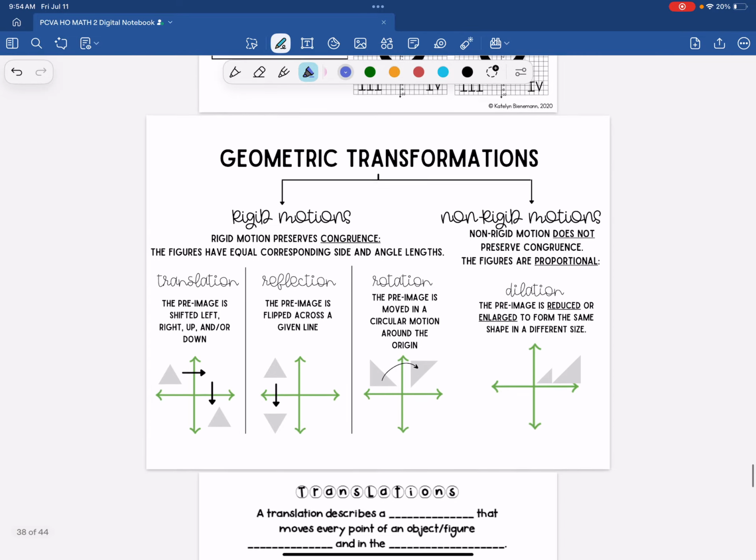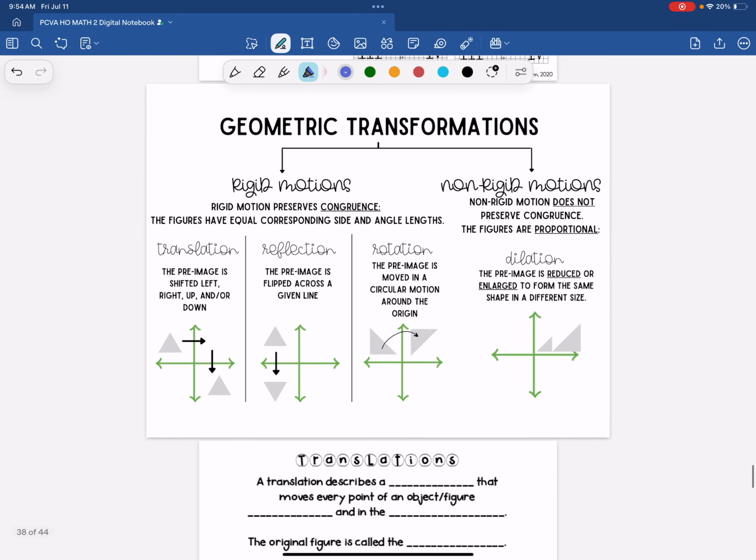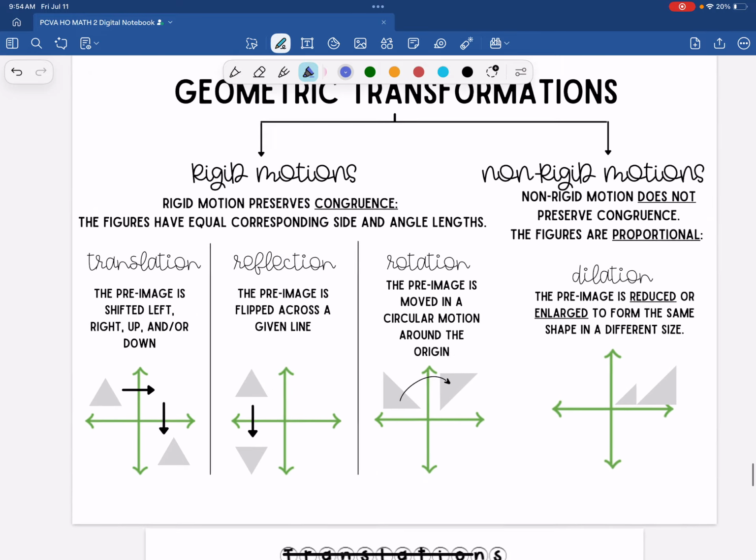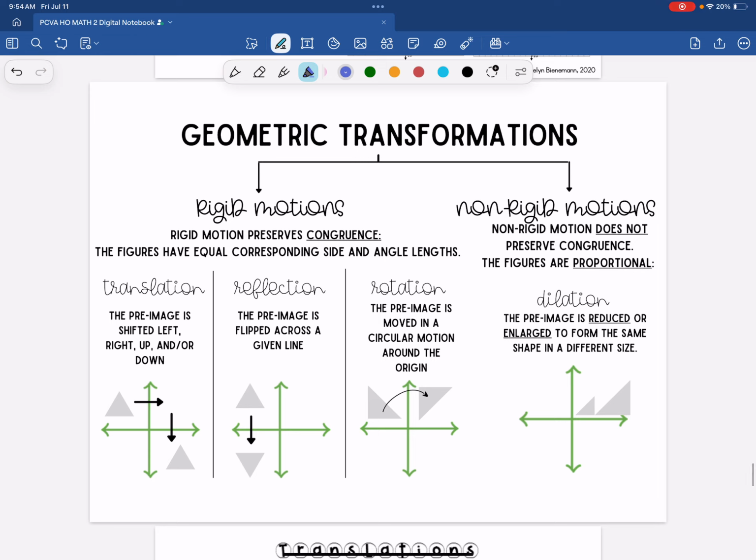All right, so for this lesson, we're going to start talking about geometric transformations. So I wanted to give you a tree map that discusses the difference between rigid motions and non-rigid motions. So we're going to be talking about a translation, which means that we're going to shift the image, we're going to reflect, we're going to rotate, and then we have dilations.